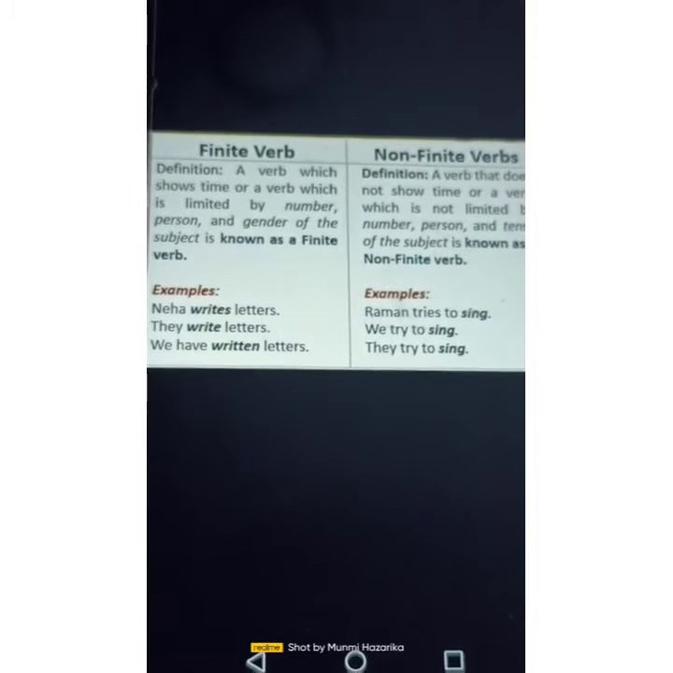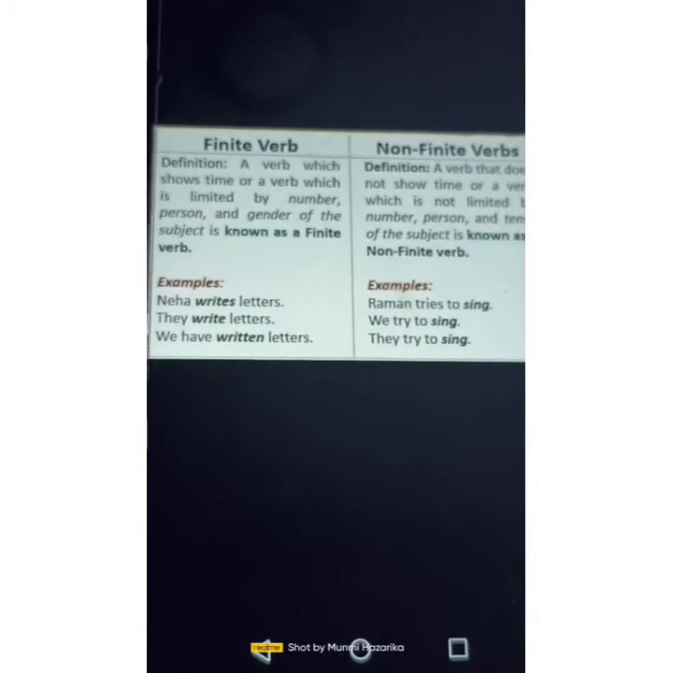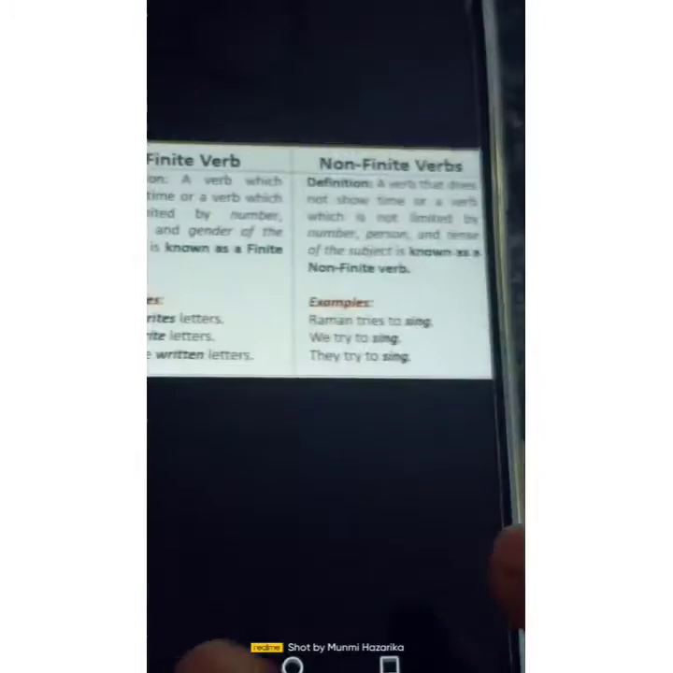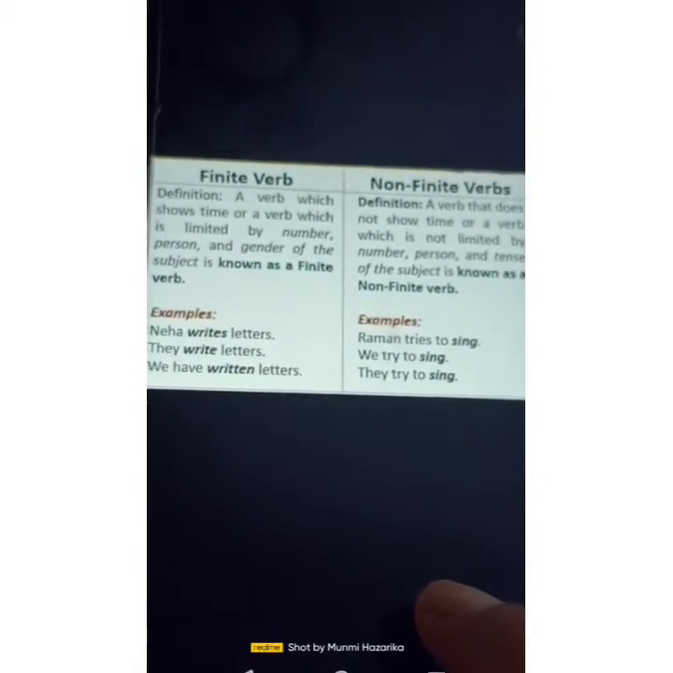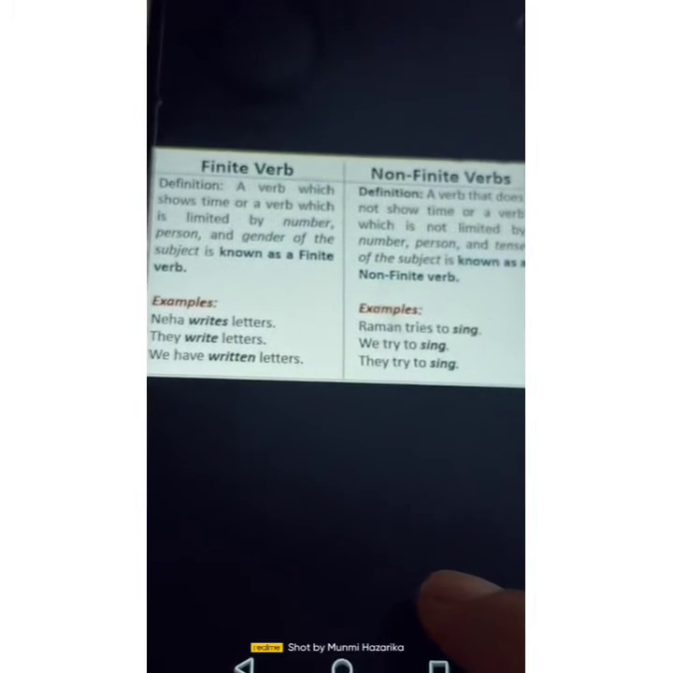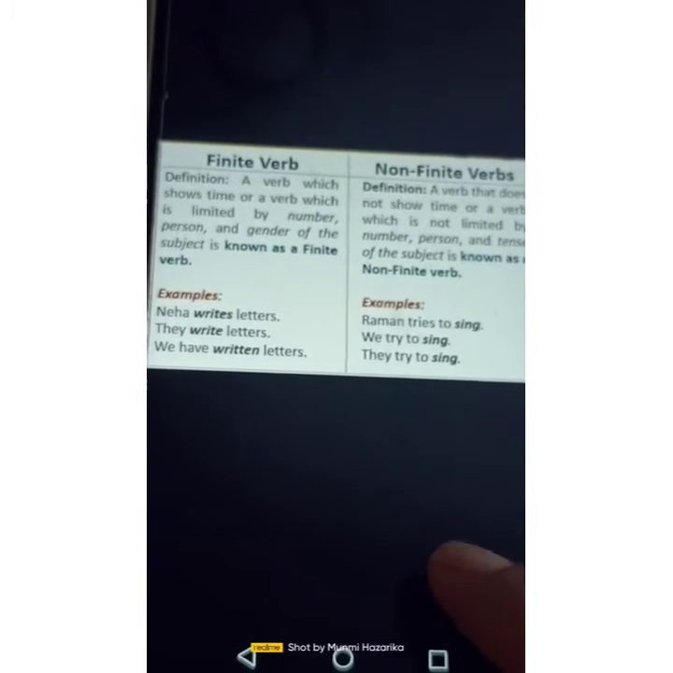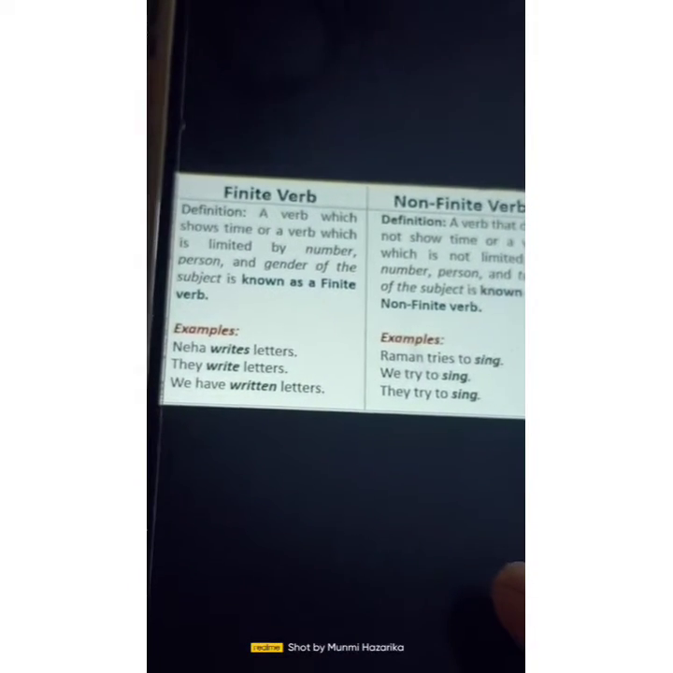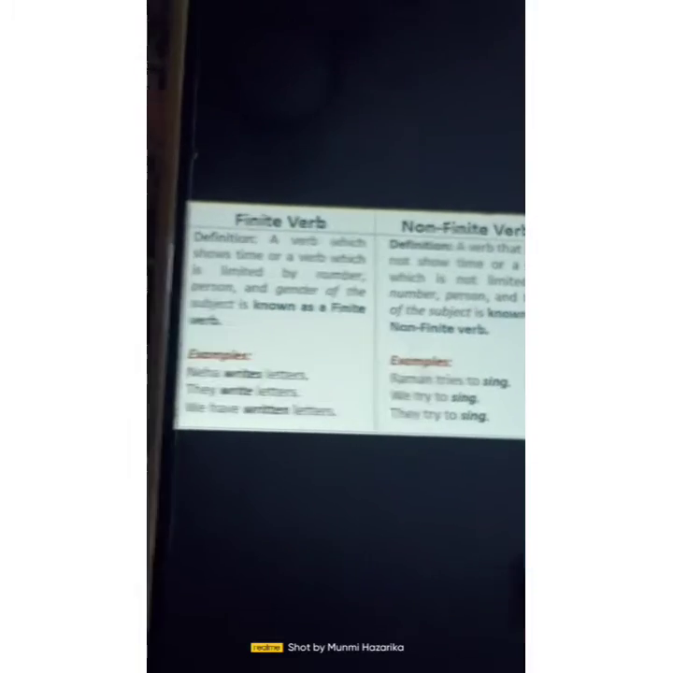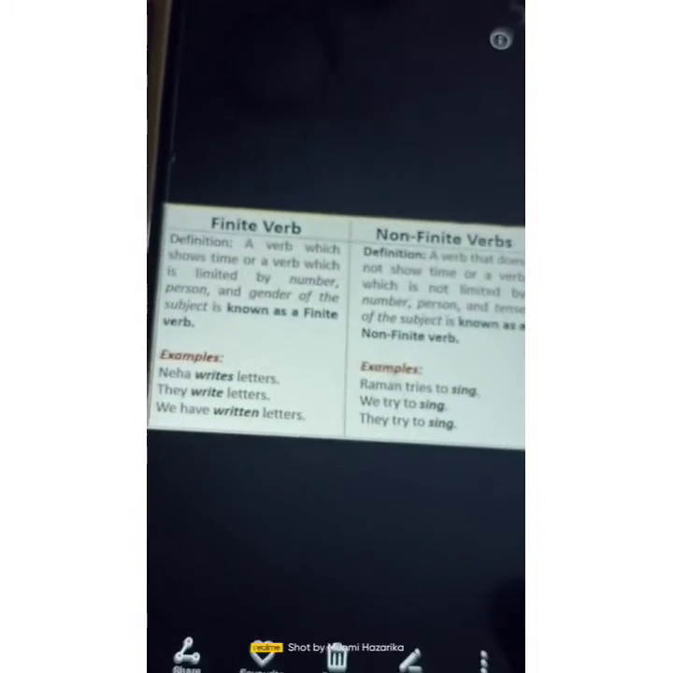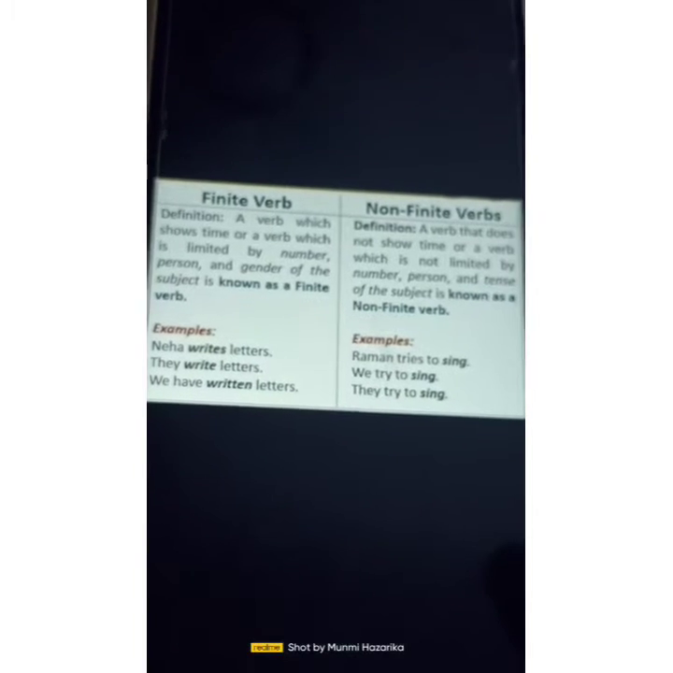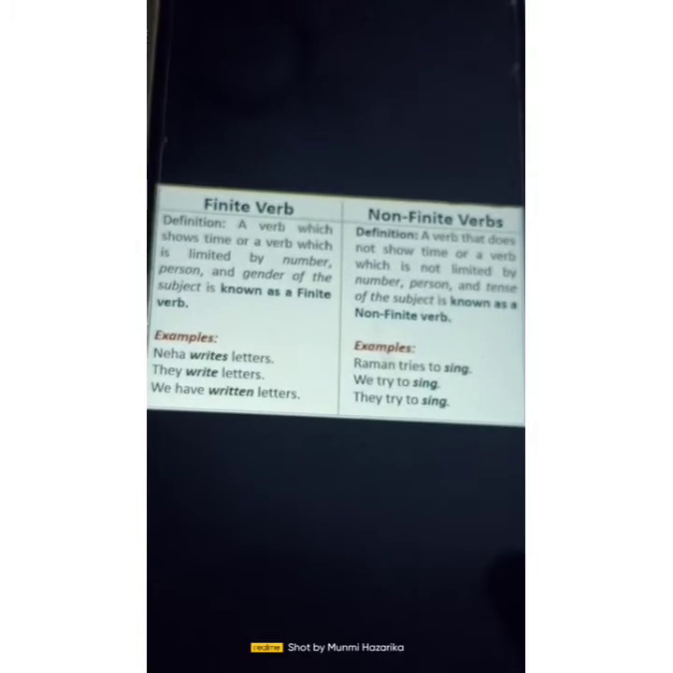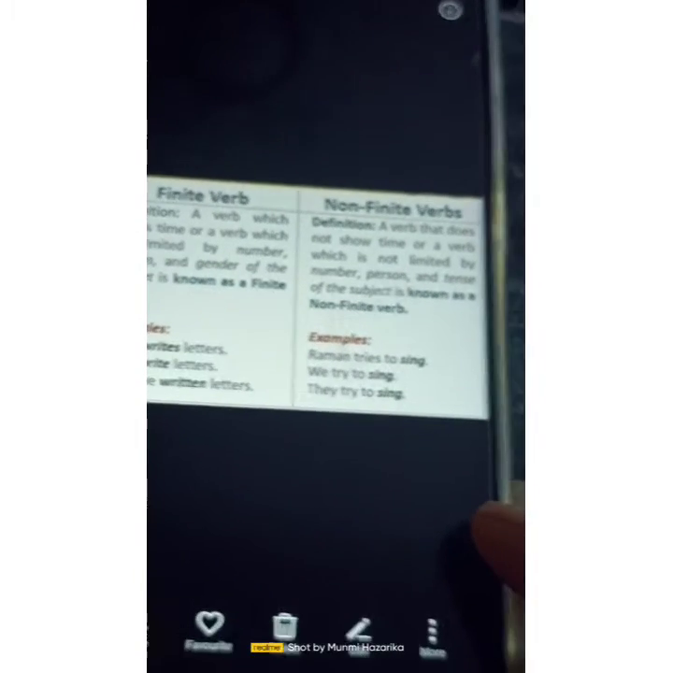Then we come to the definition of finite and non-finite verbs. The definition of a finite verb is a verb which shows time, or a verb which is limited by number, person and gender of the subject, is known as a finite verb. For example, Neha writes letters, they write letters, we have written letters. Here the words write and written are examples of finite verbs.